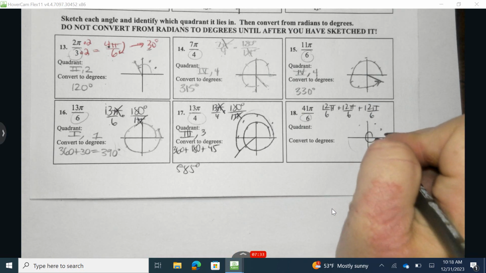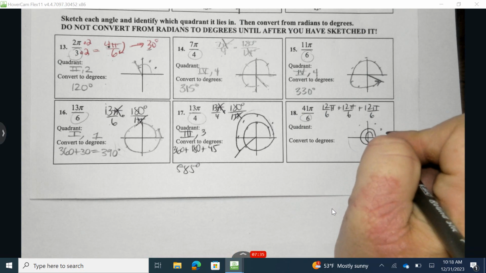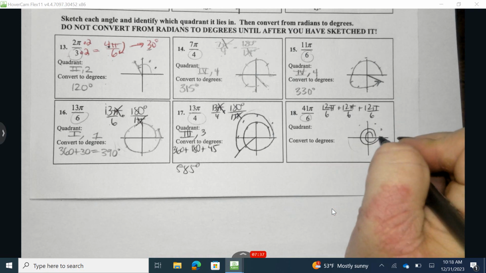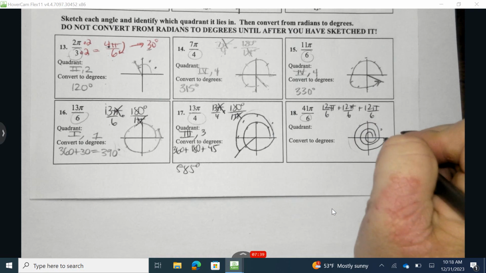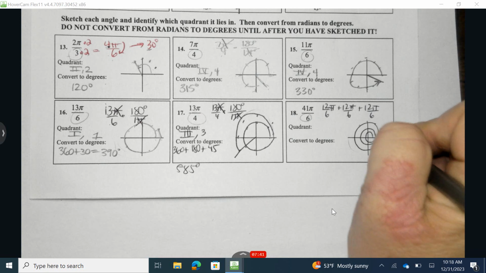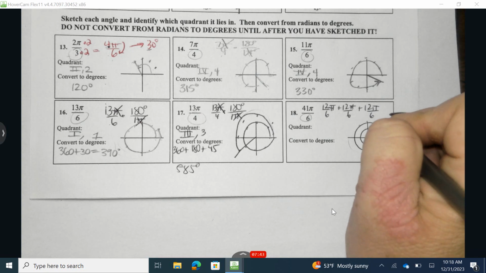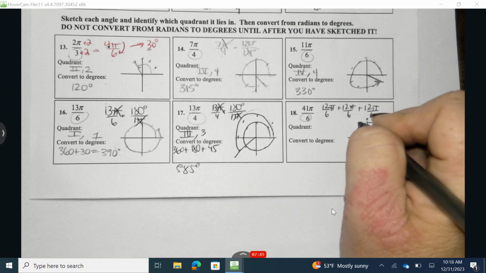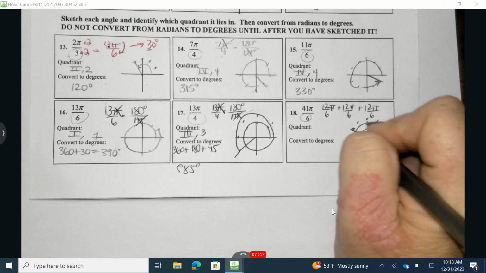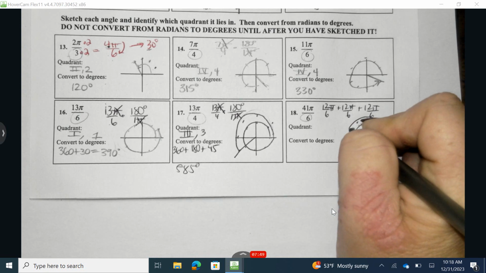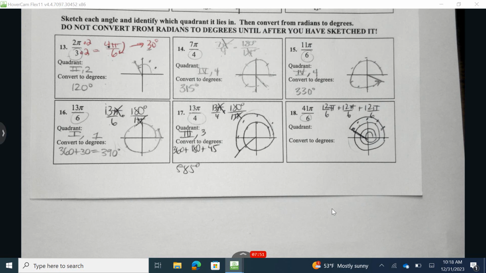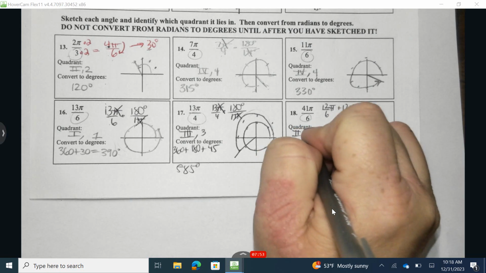So, here's 12 pi over 6. Here's 24 pi over 6. Here's 36. Okay, I'm at 36. I've gone around 3 times. 36, 37, 38, 39, 40, 41. All right, so this is in quadrant number 2.